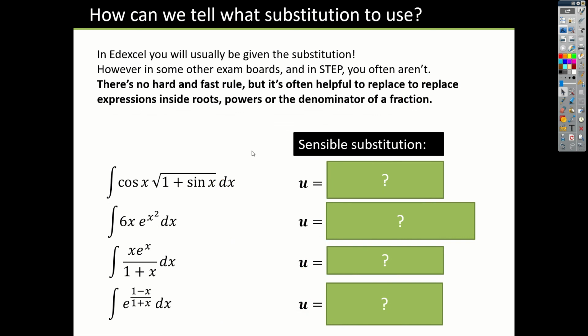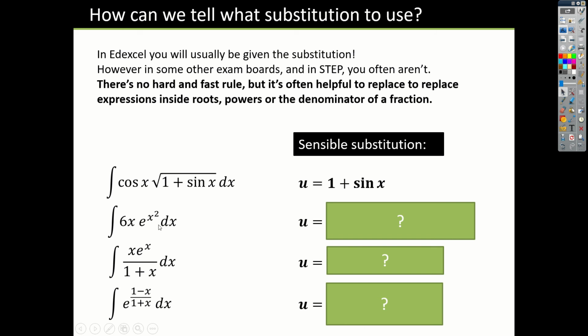Before that, though, there's a slide here on what our sensible substitution is going to be, just based on what I just previously said. So looking at what we've got, if we were to do this by substitution, for this first one the awkward portion is this bit in the square root, so I'll be using u equals 1 plus sine x, and working from there.